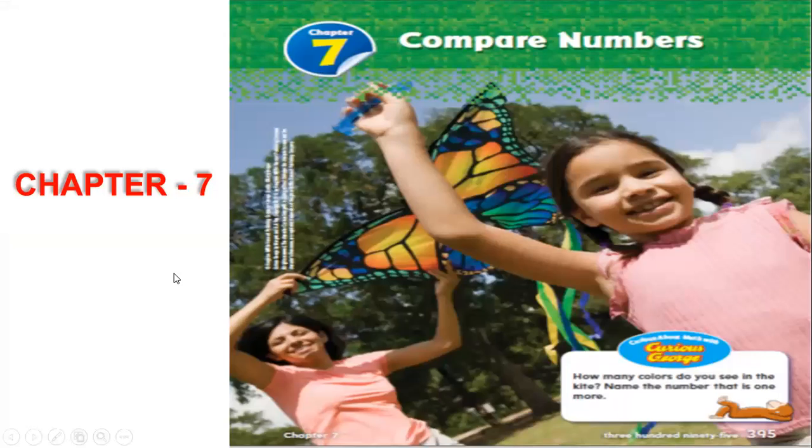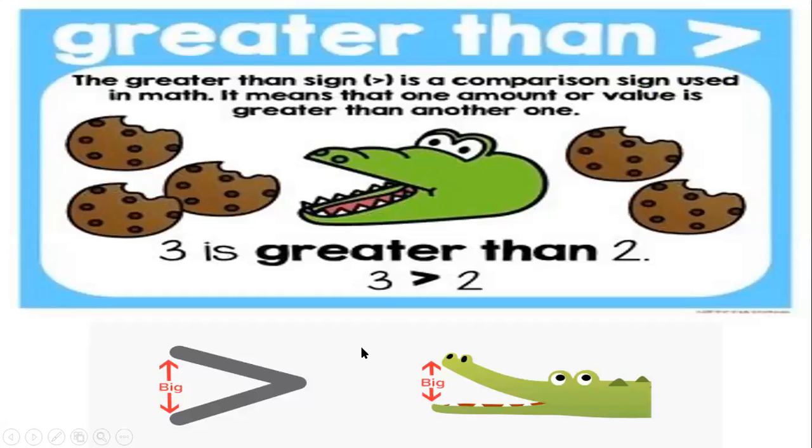Here, this is the first page of your chapter, chapter 7, and it's starting from page 395. Now let's see what is greater than. Here, the greater than has a sign. Before we start with what is greater than, let me tell you a story about a hungry crocodile.